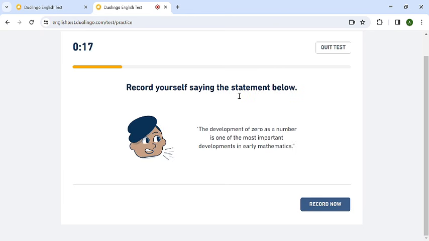Usually, I'll read this first before recording. Development of zero as a number is one of the most important developments in early mathematics.